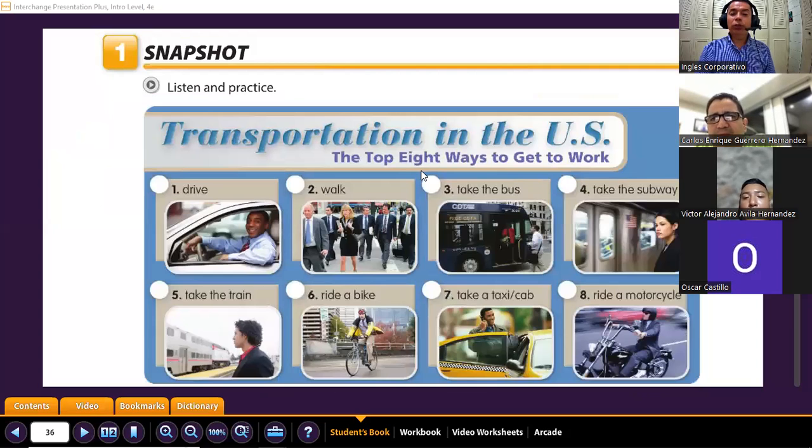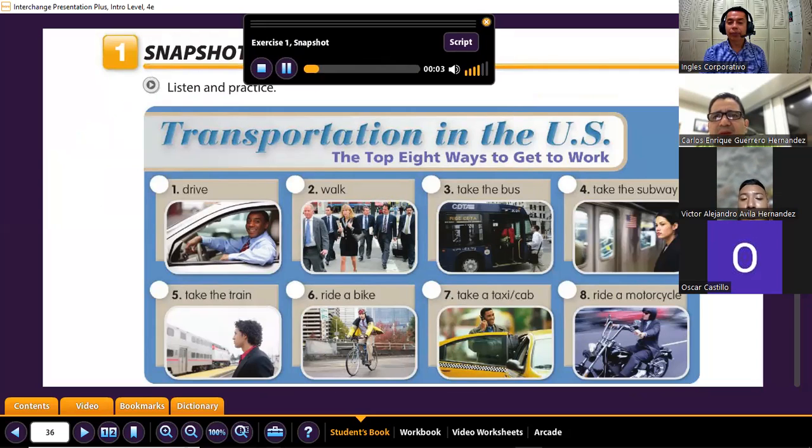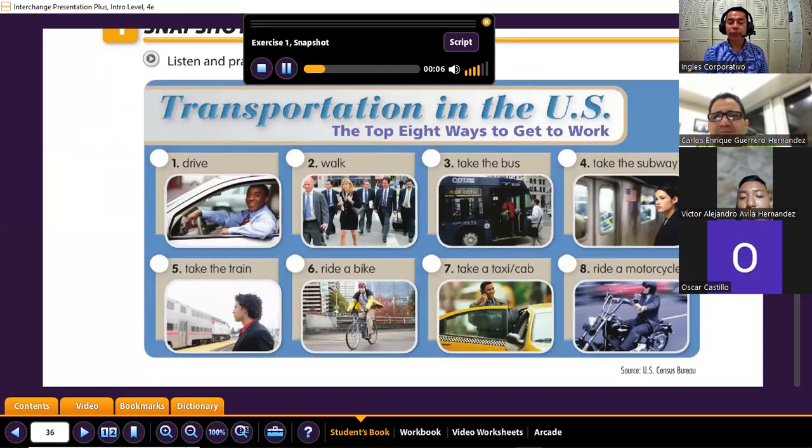Now, here we have some transportation in the United States. Listen to the audio, please. Listen to the audio. Unit 6. My sister works downtown. Page 36. Exercise 1. Snapshot.